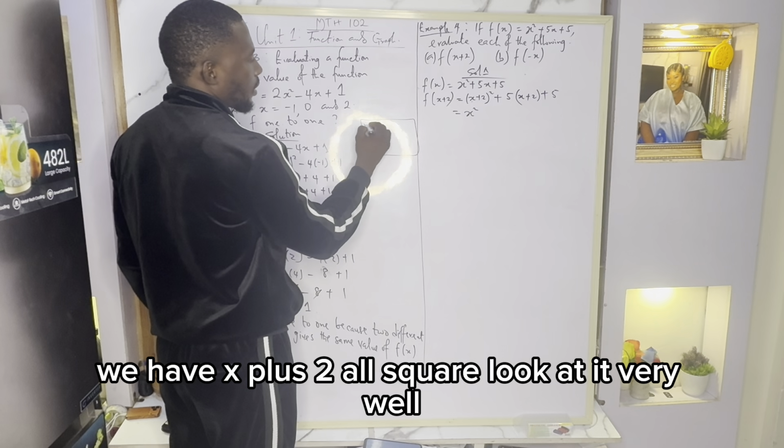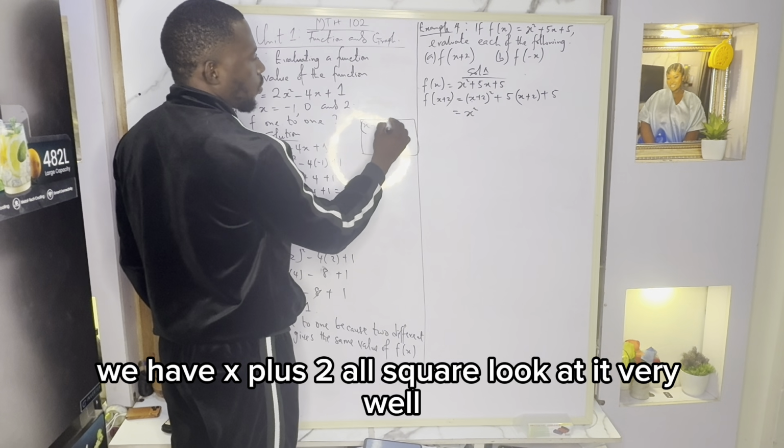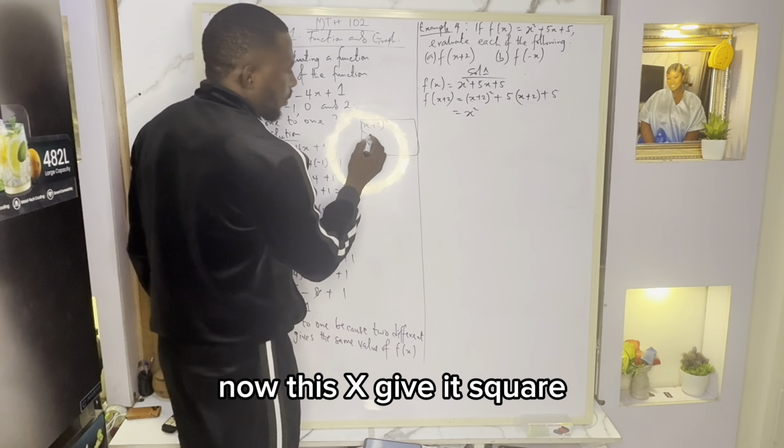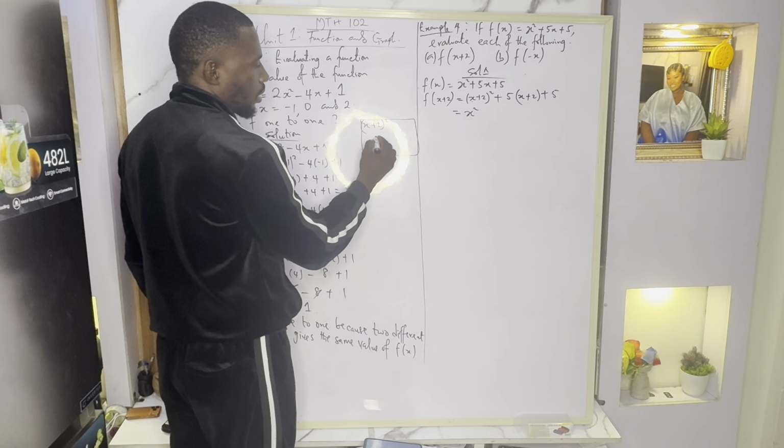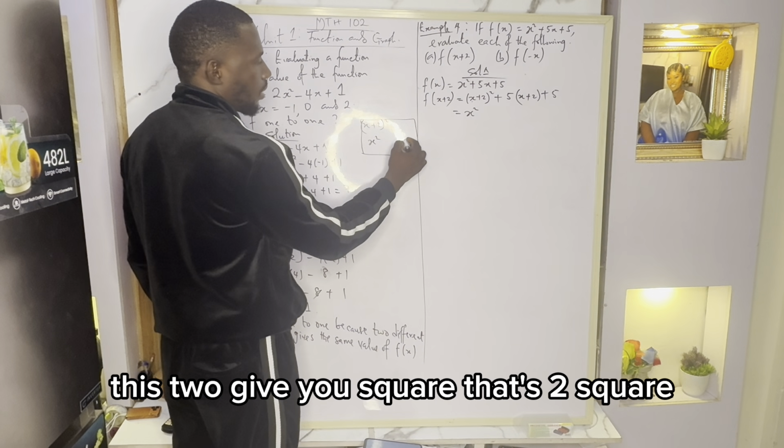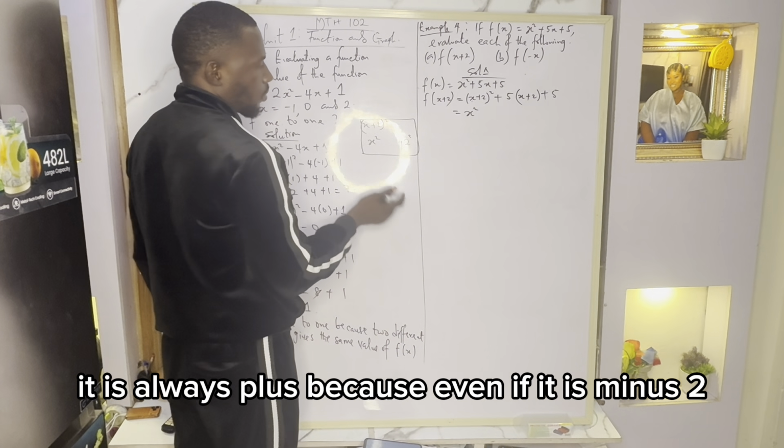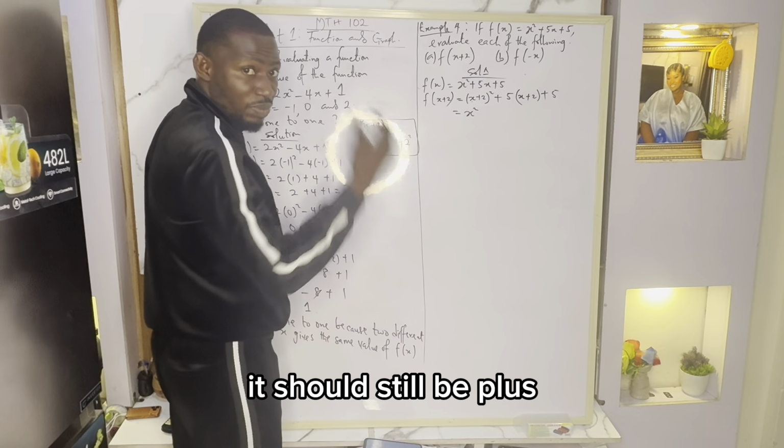We have (x + 2) all squared. Look at it very well. Now this x, give it square. This 2, give it square. That's 2 squared. It is always plus, because even if it is minus 2, it will still be plus.